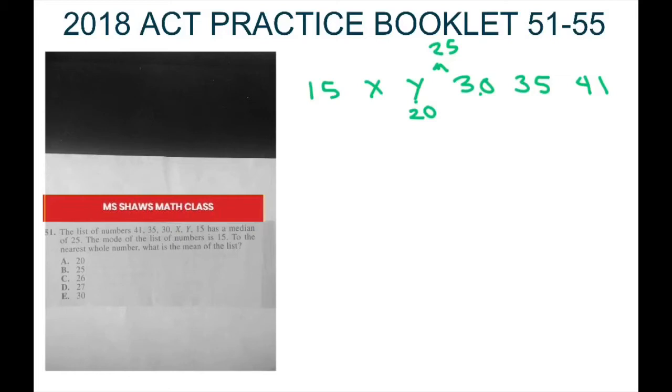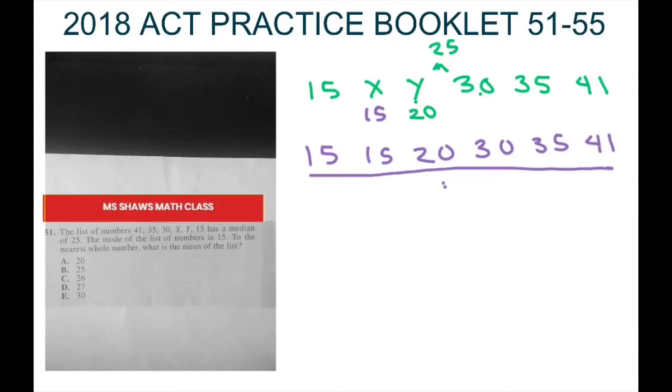It also says the mode is 15. So that means we have another 15 here, because we have to have two numbers that are the same to make it a mode. So basically we have 15, 15, 20, 30, 35, and 41. That's 6 numbers. You divide by 6.